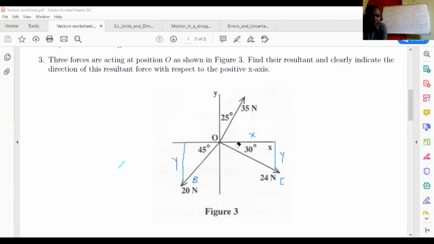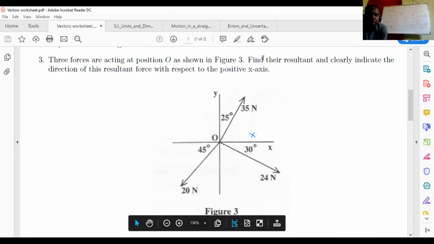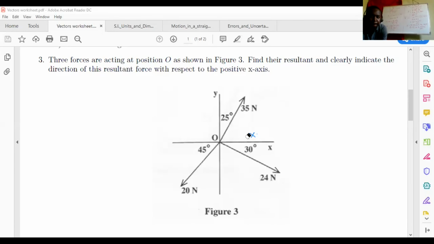All right, so we're going to move on. Everyone understands vectors, so we can move on. That's a yes. Yes, sir. All right.